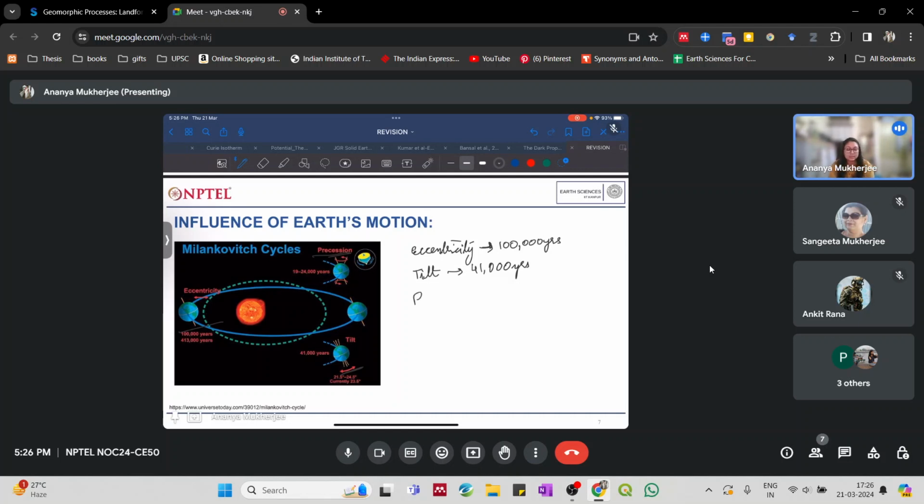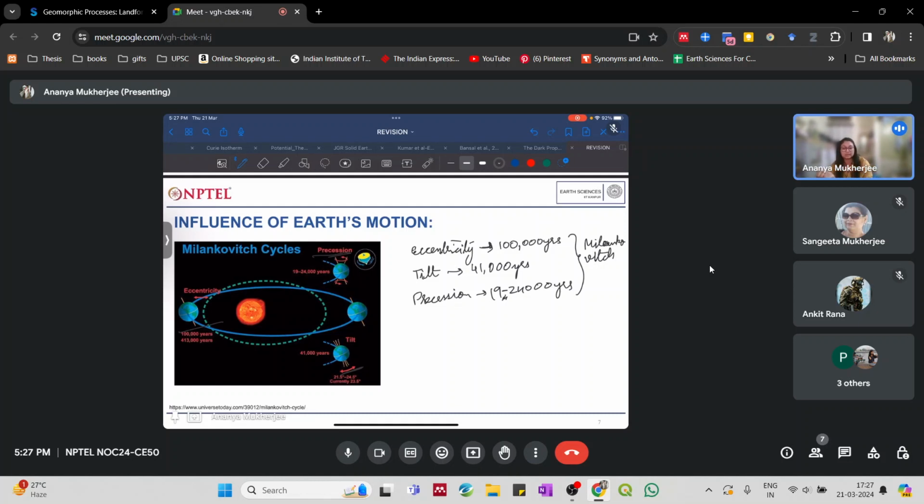And the next one is the precession. This is the wobbling effect that the Earth's axis has when it is rotating as well as revolving. This entire wobble takes around 19 to 24,000 years. Okay, so these cycles are called Milankovitch cycles. So Milankovitch cycles, why is it important for us to know these?